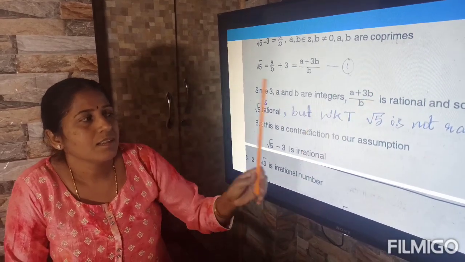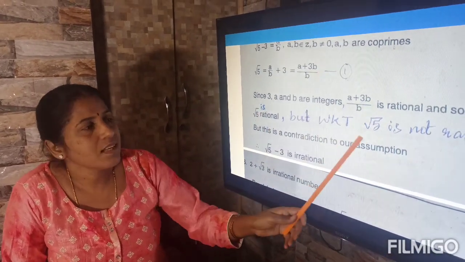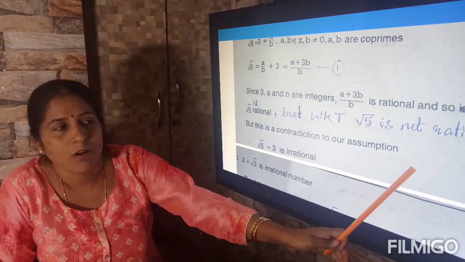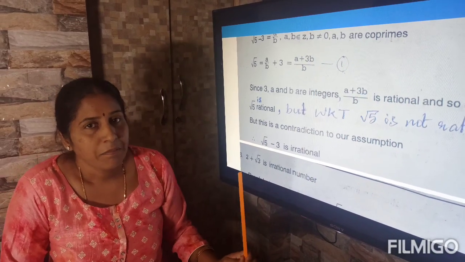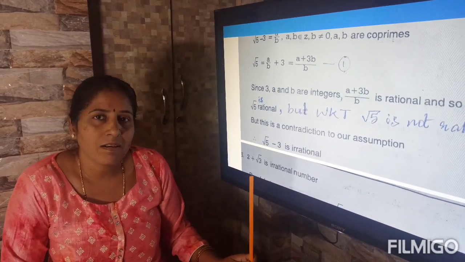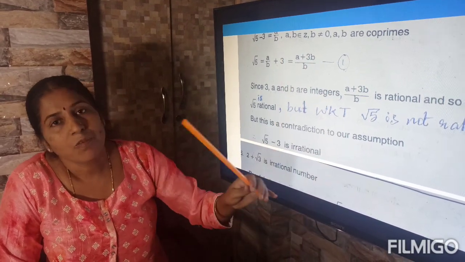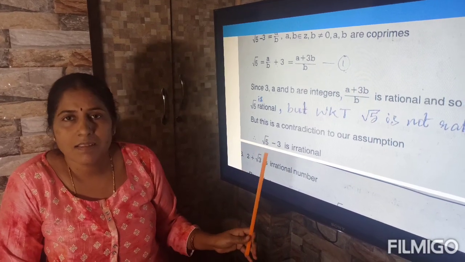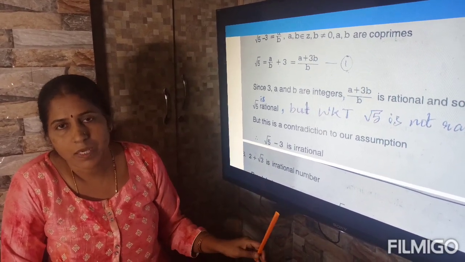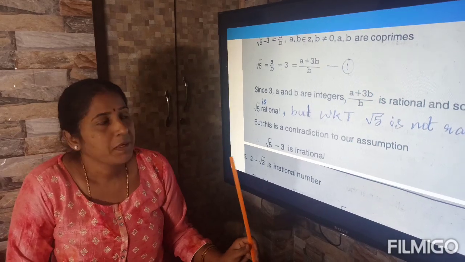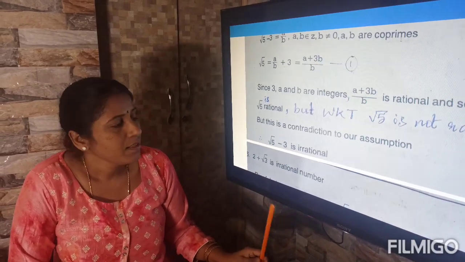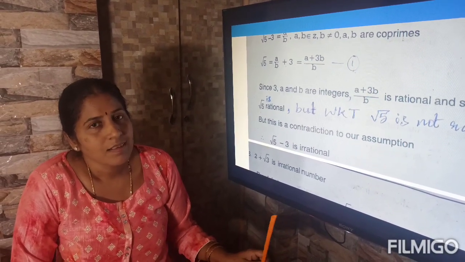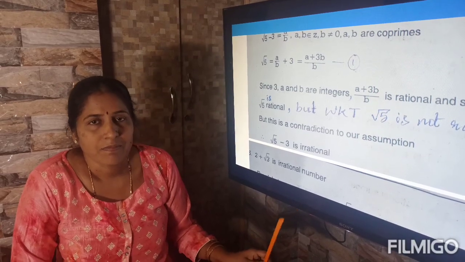Then what do we have to write? We know that root 5 is not rational by our previous knowledge. Like this we have to make a contradiction. After making a contradiction, we have to write that what we assumed in the starting became wrong. Therefore, the given number is irrational. Okay. It is a very important method. It will definitely come. You practice some more sums like this yourself, then you can do this sum.